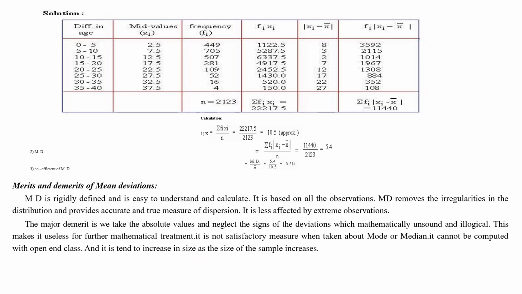So, the difference in age, 0 to 5, the mid value xi is 2.5, this is the midpoint. The frequency is given as 449705. fi xi, frequency into xi, we will get this much. xi means x bar. When you try it yourself, you will understand this. Okay, what do we get for x minus x bar? xi minus x bar.